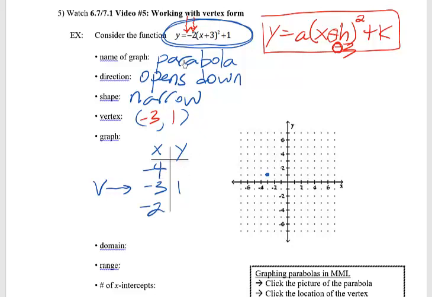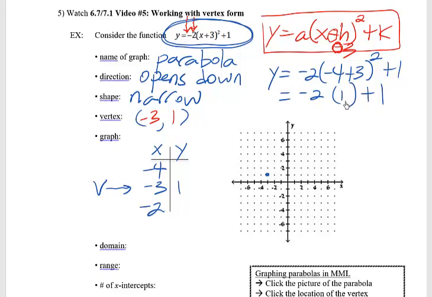For example, if I took x equals negative 4 and I substituted that into this equation, here's what I'll have. And then I just need to work out the math. Let's see, follow order of operations. Negative 4 plus 3 is negative 1. Negative 1 times negative 1, that's what squaring means, would be positive 1. So I have negative 2 times, this came out to be positive 1. Negative 2 times 1 is negative 2, plus 1 comes out to be negative 1. So that's the value of y. Let's mark that as well. So negative 4 comma negative 1 is right here.